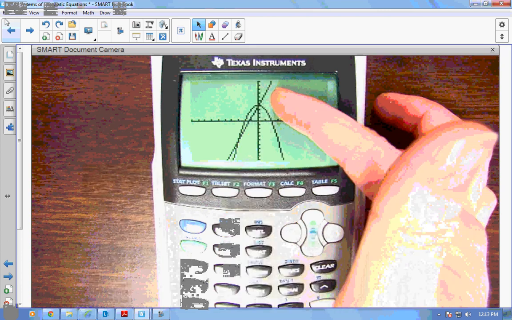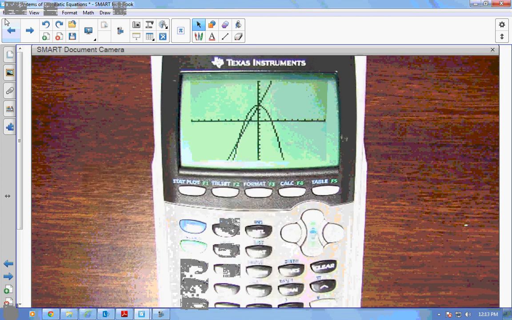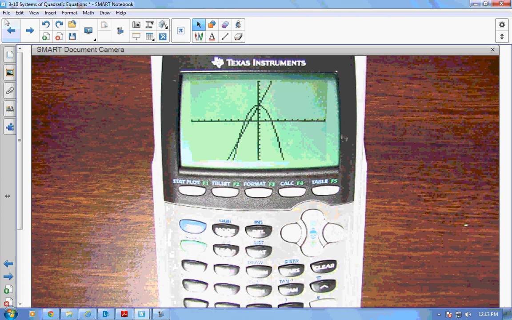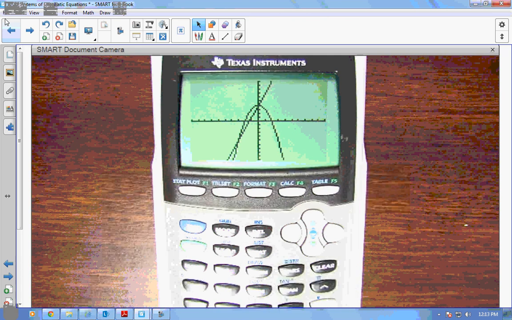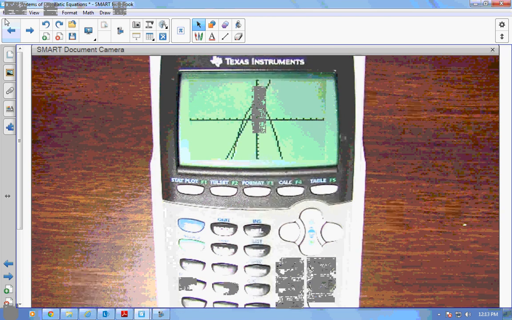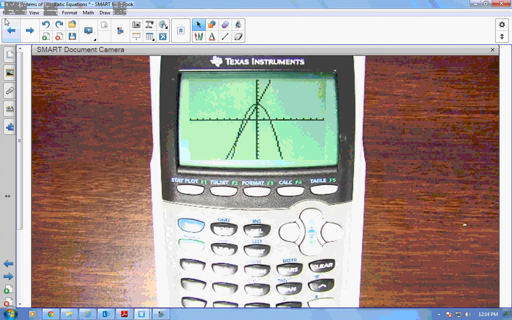So this crosses twice, so we need to make sure we have 2 answers. So go through the process, please. Go into second trace. Number 5, put the bug on the intersection and hit enter 3 times to get our 2 intersection points. Yep, that's one of them. And you need to put parentheses around them. Then go do the second intersection.